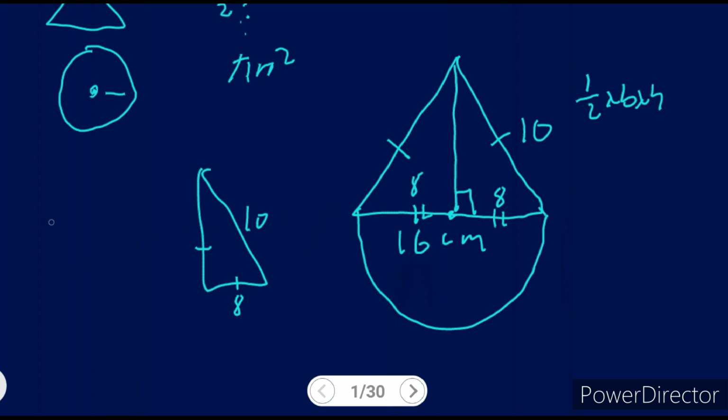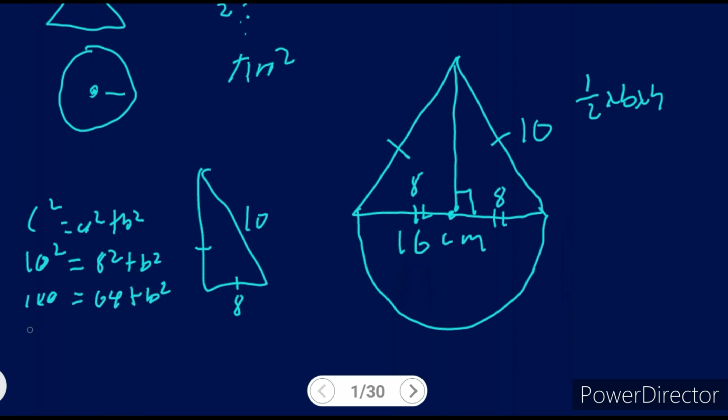So then it means c squared is equals to a squared plus b squared. And then the hypotenuse, which is 10. So 10 squared is equals to 8 squared plus b squared. And then this is going to be 100 is equals to 64 plus b squared. And then from here, we're going to have 100 minus 64 equals to b squared. And then 36 equals to b squared. And then b is equals to 6 when you square root both sides.